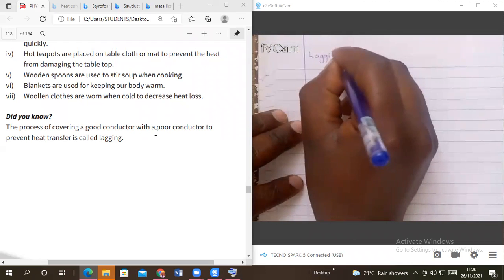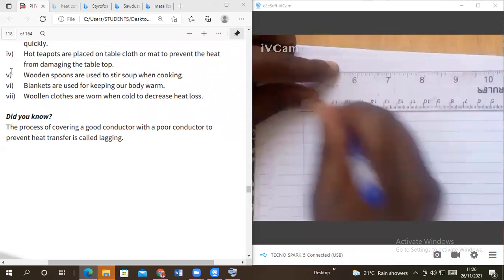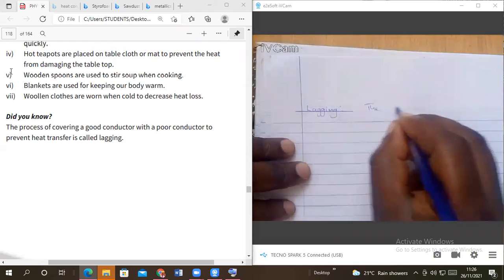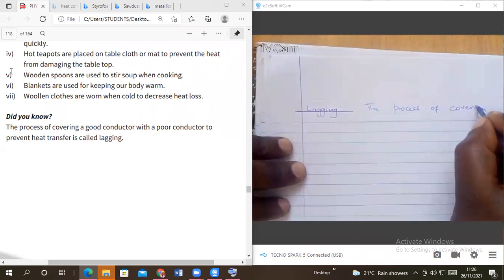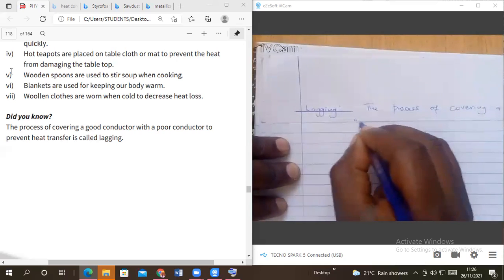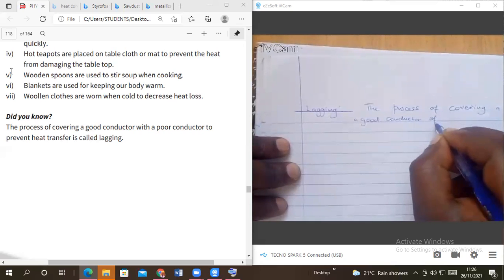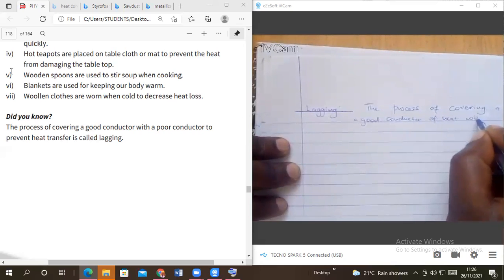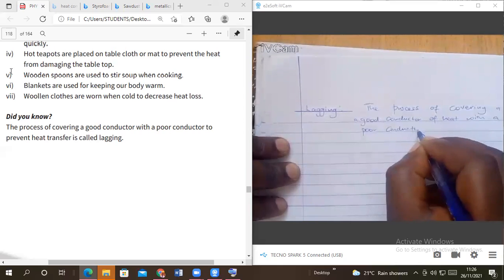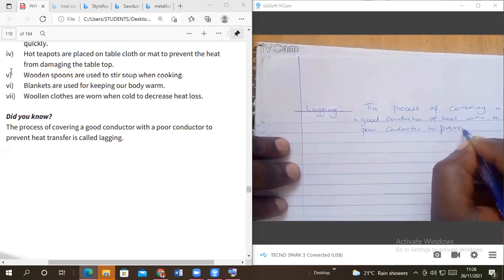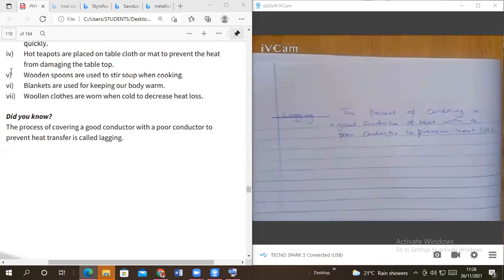Lagging. What's lagging? Lagging is the process of covering a good conductor of heat with a poor conductor to prevent heat loss.